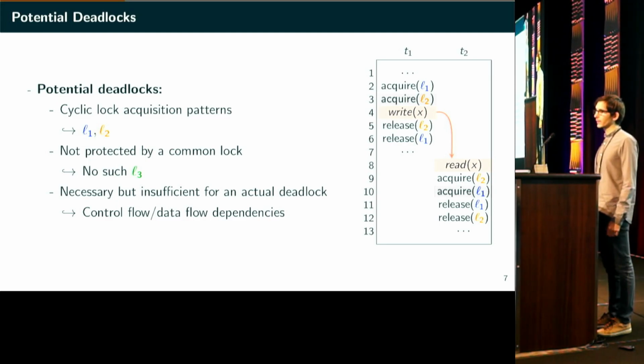If you look at this figure again, such a read operation which takes its value from this write operation would disable this potential deadlock, because this would mean that we first need to execute the events of thread 1 until this write operation before continuing on executing the events of thread 2.